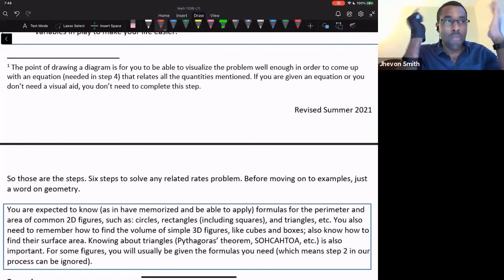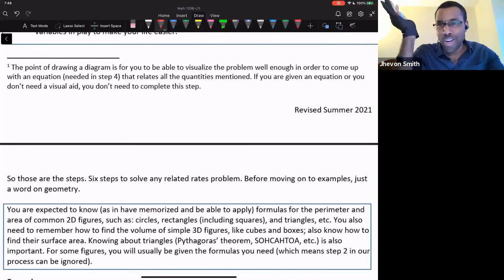It doesn't have to be perfect. You're not going to need to know the circle theorems or anything like that. But you should know how to find the area of a triangle. You should know Pythagoras' theorem. You should know how to find the area of a rectangle.